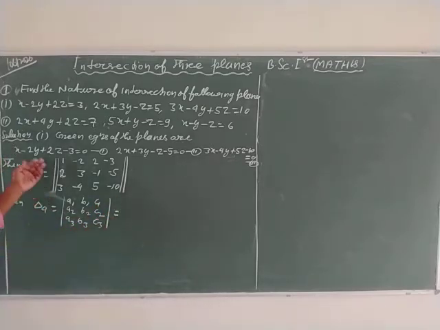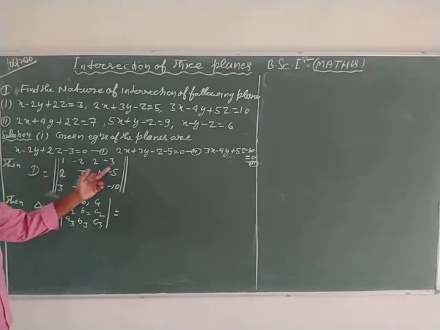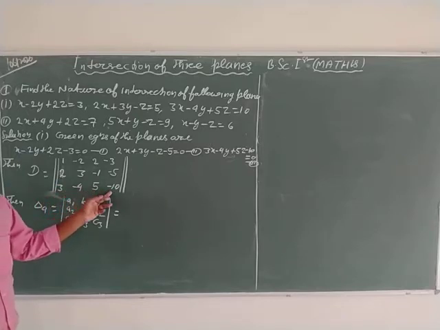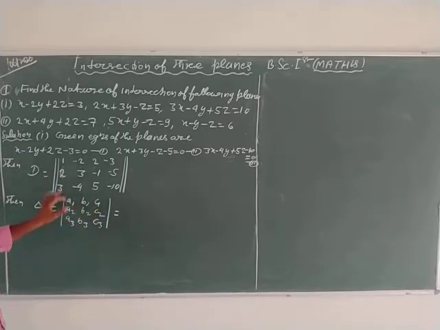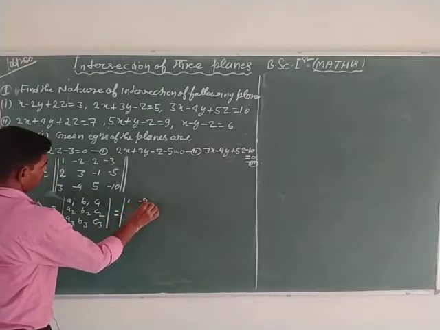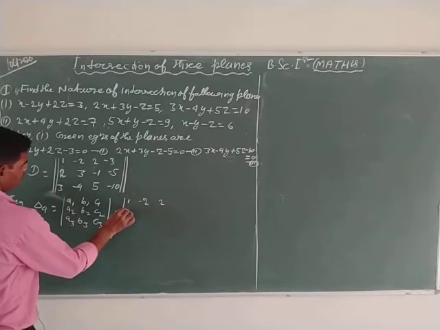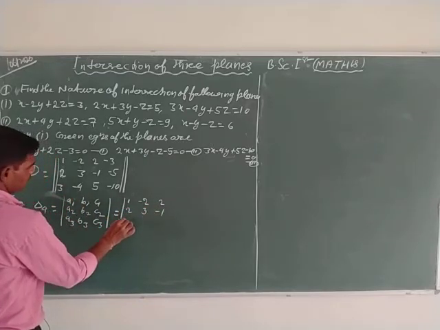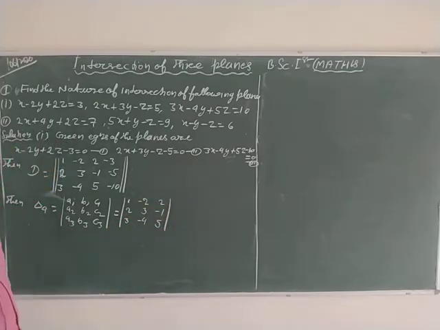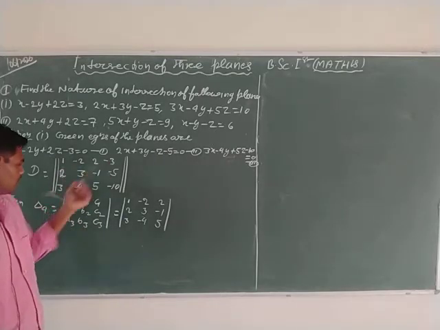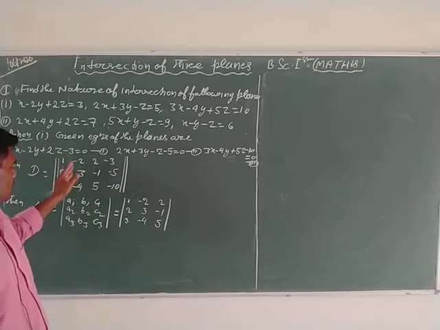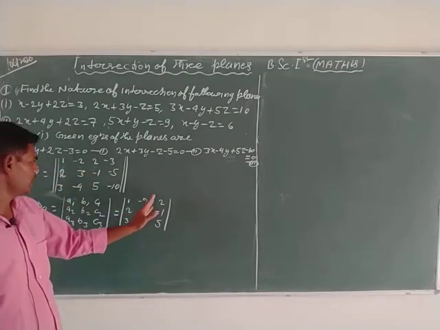Here A1, B1, C1, D1, A2, B2, C2, D2, A3, B3, C3, D3. So A1 is equal to 1, 1 minus 2 and 2, 2, 3 minus 1, 3 minus 4, 5. Also you can understand here delta 4: remove the third column and write only the remaining columns, first, second and third.